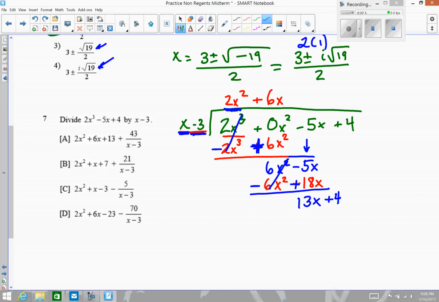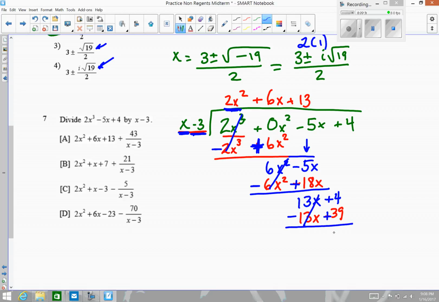And what do I multiply x by to get 13x? I multiply it by 13. So I get 13x here and a negative 39. Distribute a negative sign.